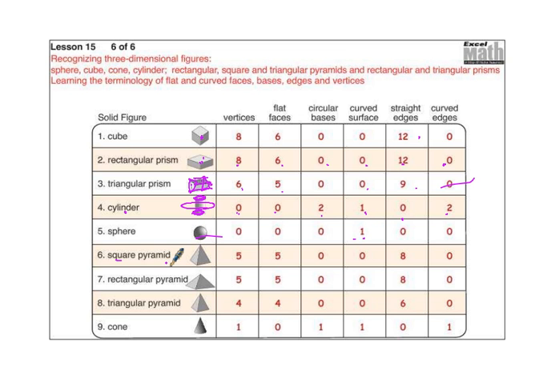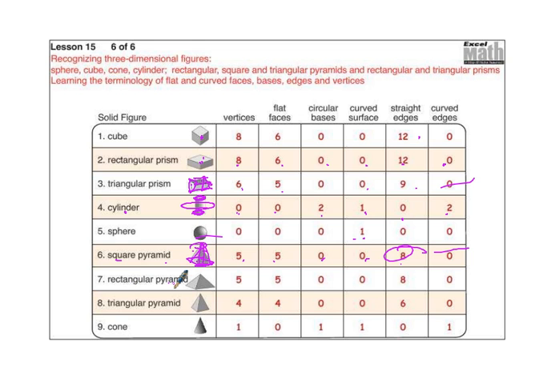A square pyramid is going to have 1, 2, 3, 4 corners to it, 4 vertices, and 1 at the top, making a total of 5. 5 flat faces because around the outside top, you're going to have 4 triangles, and then you have the base down there at the bottom, making 5 flat faces altogether. Circular bases, no circular bases on there, or curved surfaces. 8 straight edges because we have 1, 2, 3, 4 going up, and then 4 going around the bottom, forming the square that's on the bottom. That's a total of 8, and of course no curved edges.